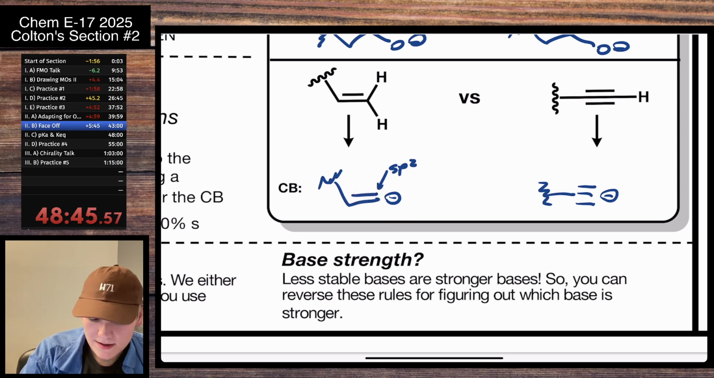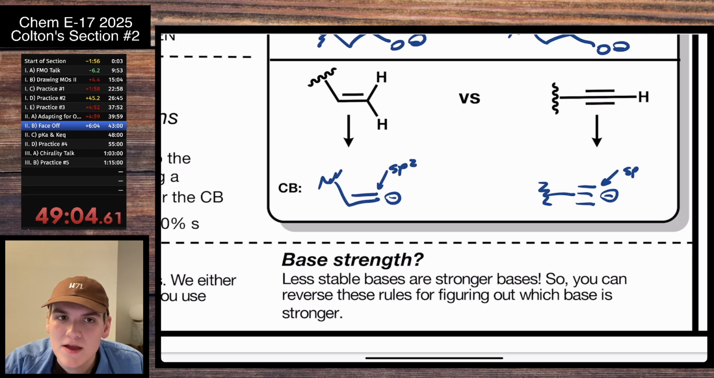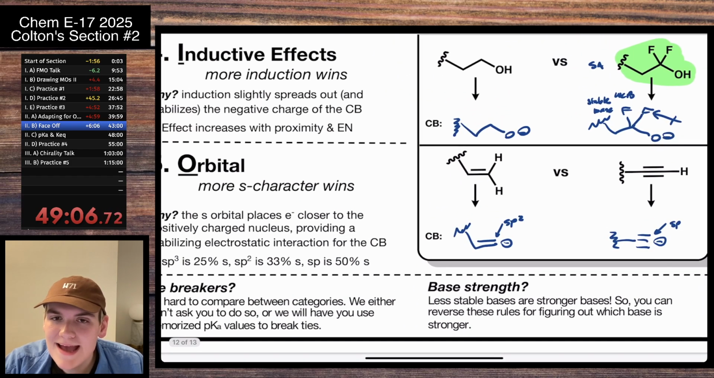And then over here, this one's going to be sp hybridized. It's going to have 2 electron domains. One is this whole pi bond, and the other one is this lone pair. So this is the last one. How does the actual orbital a negative charge is in affect stability? What we have is that more s character is going to be more stable.